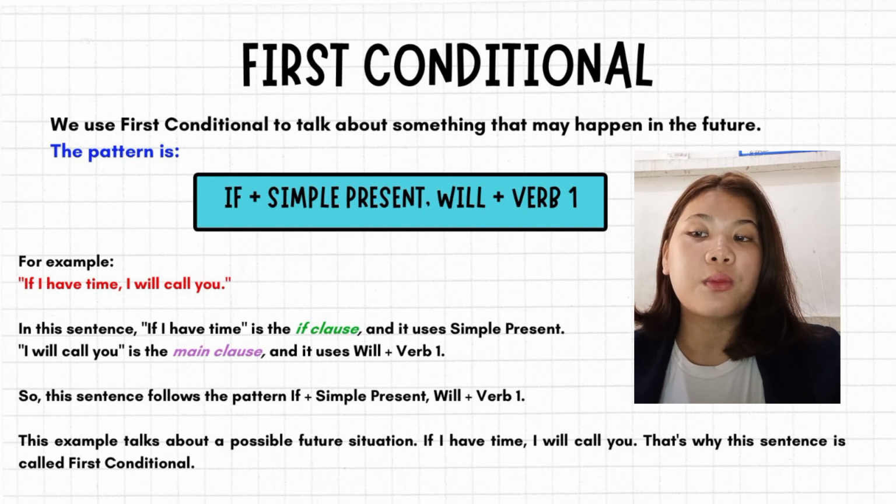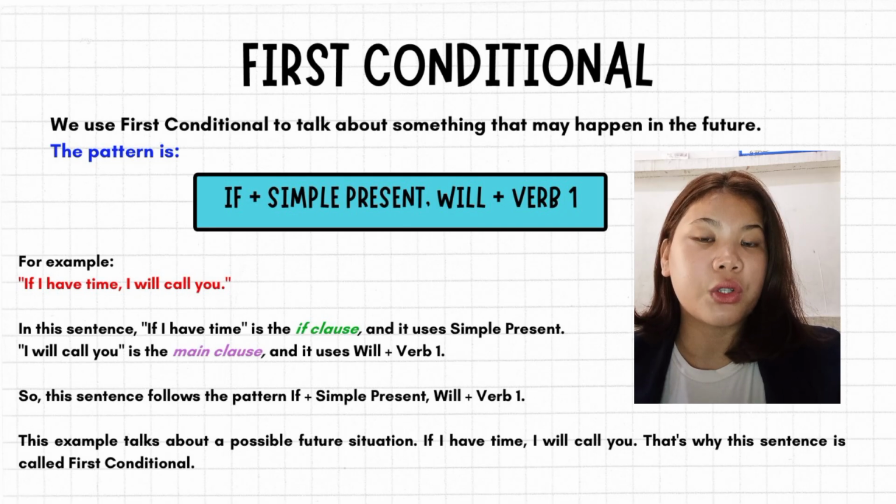So this sentence follows the pattern if plus simple present, comma, will plus verb 1. This example talks about a possible future situation. If I have time, I will call you. That's why this sentence is called first conditional.